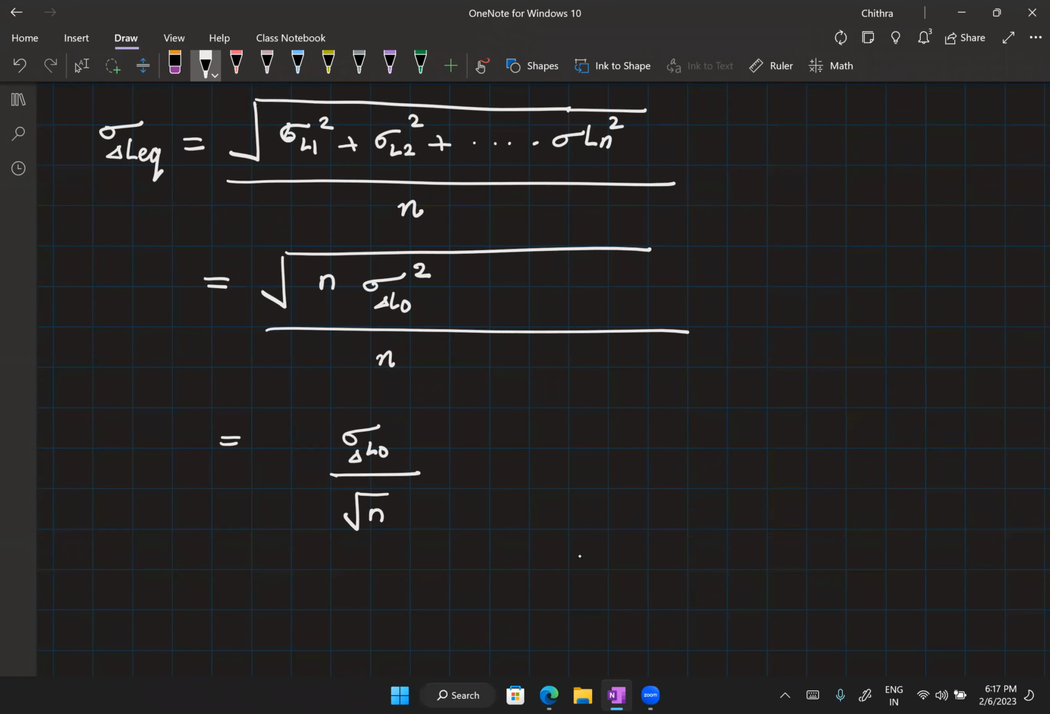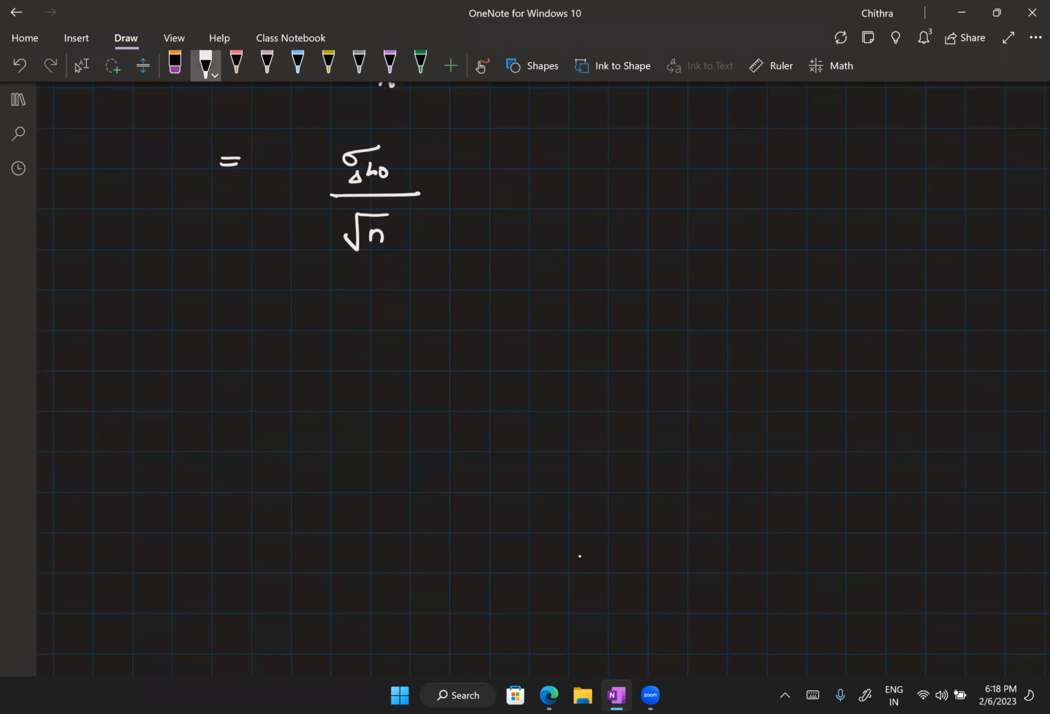So just by increasing the width N times, I got a 1 by root N advantage in the standard deviation associated with the length. Okay. So the general expression for this is, let's say sigma delta beta, given by some proportionality constant divided by root of W n.